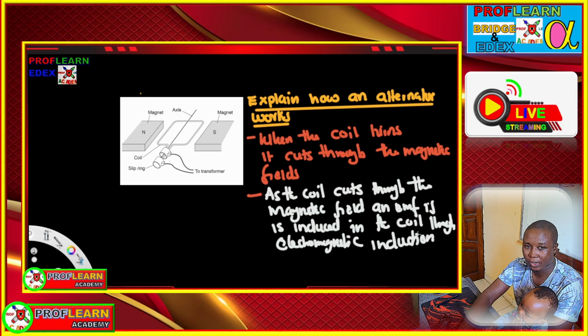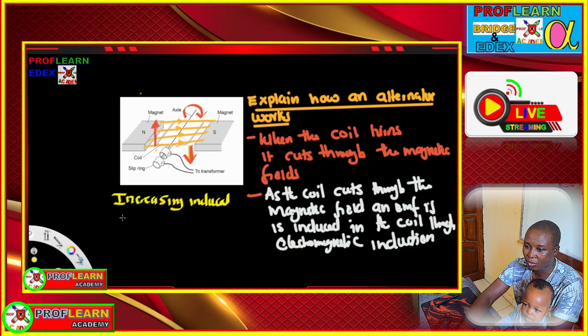So when the coil cuts through the magnetic field, there will be an induced current, and the induced current is going to depend on the direction of motion of the coil, the force, the speed at which it's rotating, and the strength of the magnet. So when this alternator rotates, we have that coil cutting through the magnetic field.